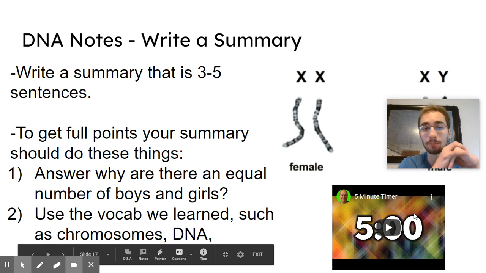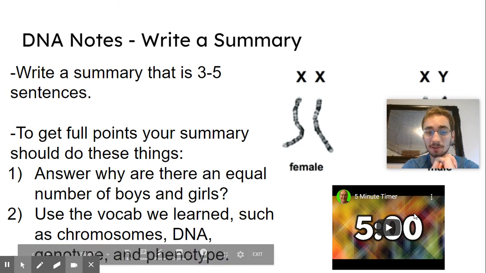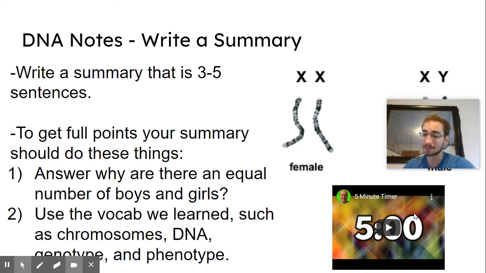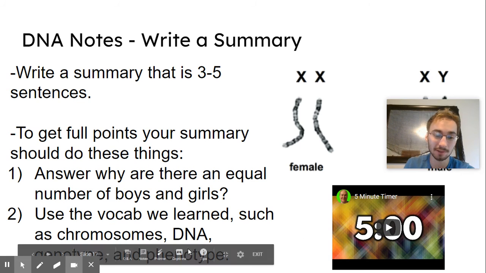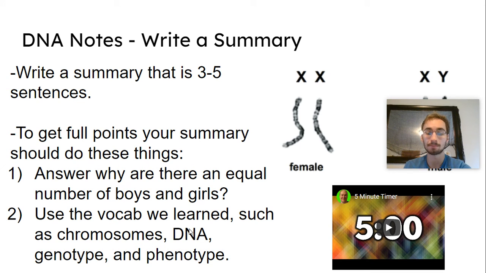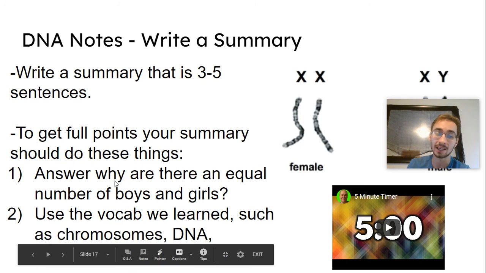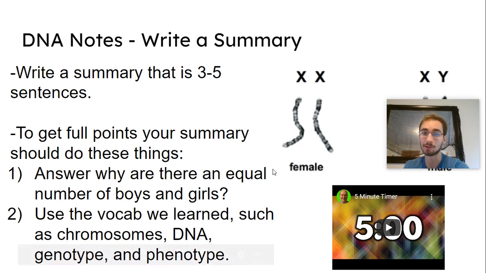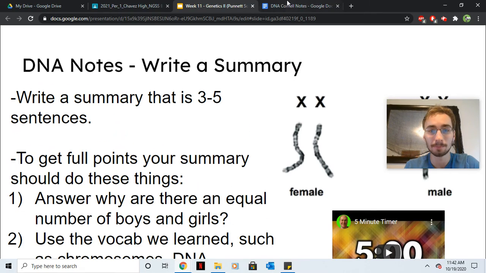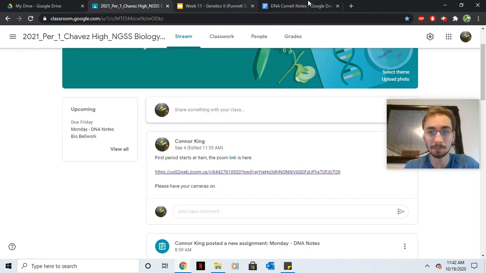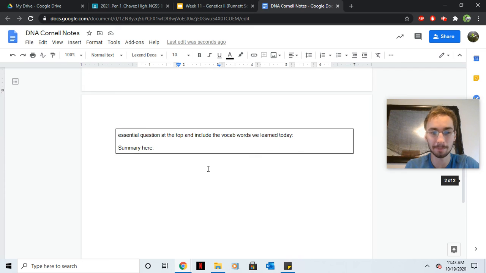And then last thing, write a summary in your notes. Tell me in 3 to 5 sentences what you learned today. Your summary to get full points should use the vocab we learned, like chromosomes, DNA, genotype, phenotype. It should use those words, and it should answer, why are there an equal number of boys and girls? So last thing in your notes, please answer that question. That's the last part.